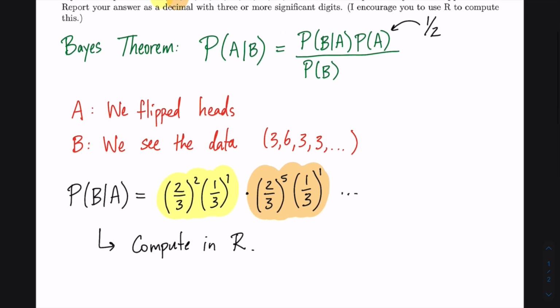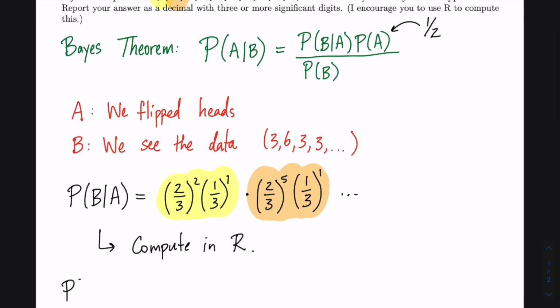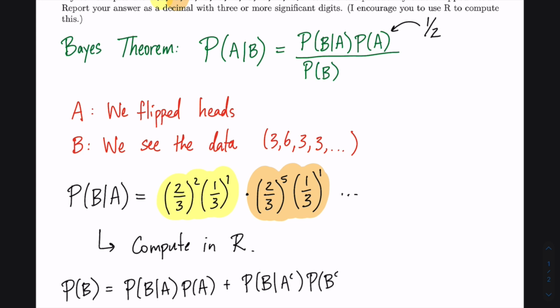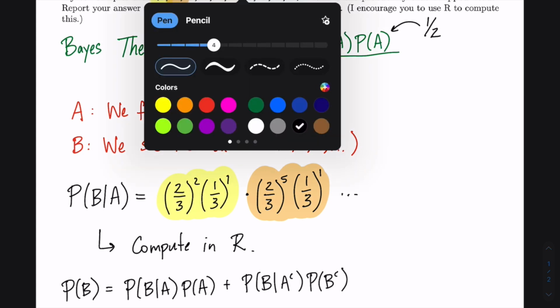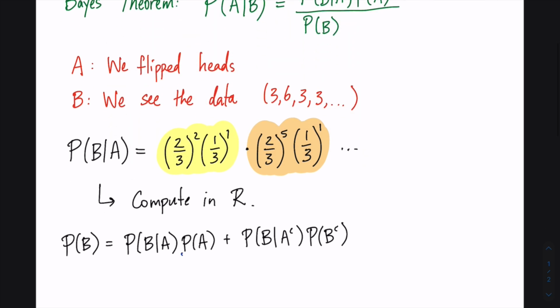Next, to find the probability of B, we're going to use the fact that the probability of B is going to be the probability of B given A times the probability of A plus the probability of seeing B given that we get tails times how often we get tails. All right, and I want to emphasize, we know a bunch of this stuff already. This thing is 1/2. This is 1/2. I've written this wrong. This should be an A complement. This is the probability of getting heads and of getting tails.